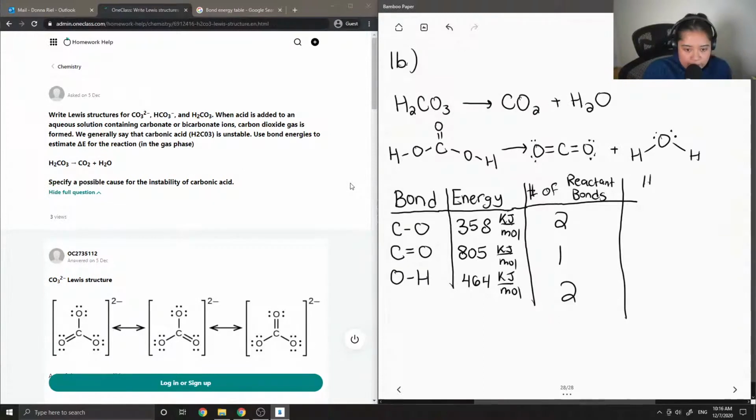And then let's do the same thing for our number of product bonds. So now let's look at carbon dioxide and water. So how many single bonded carbon-oxygen bonds? There are none. How many double bonded carbon-oxygens? There are 2 in carbon dioxide. Lastly, how many single bonded oxygen-hydrogen bonds? There are also 2, and they are in water.